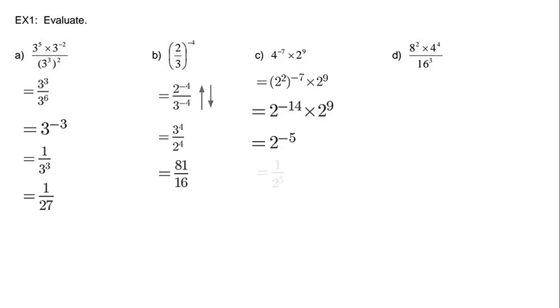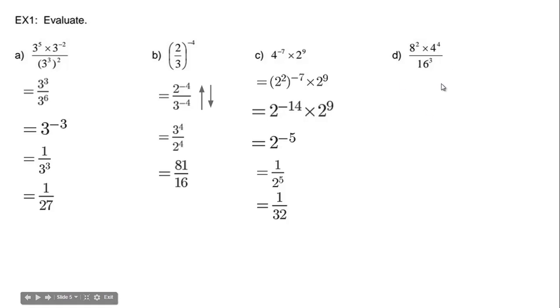Lastly, we slide the 2 to the negative 5 down. And we say the answer is 1 over 32. We always want to deal with things in positive exponents, so we always end up sliding that down, or sliding it up if it was a negative in the denominator.